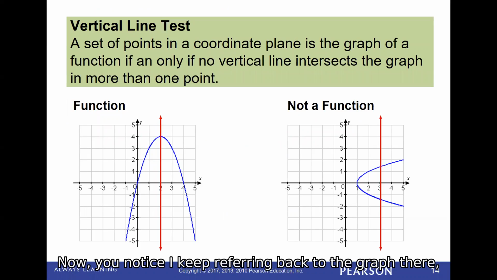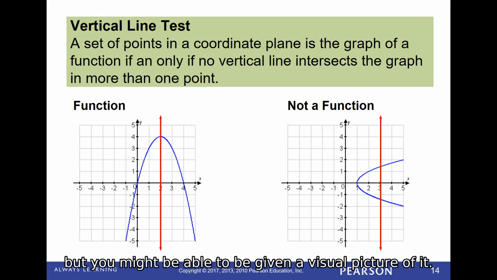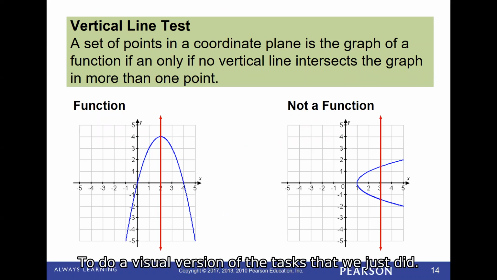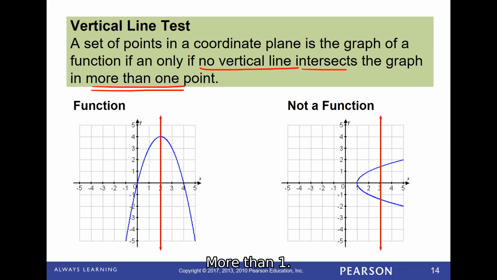Now, you notice I kept referring back to the graph there. And there are some things that you can't put in the graphing calculator, but you might be given a visual picture of it, and we want to determine if it is a function or not. And to do a visual version of the test that we just did, it's called the vertical line test. Now, a set of points in a coordinate plane is the graph of a function if and only if no vertical line, again, there's that beautiful keyword there, so I'm going to point that out, no vertical line intersects the graph more than 1 point. Now, more than 1 point means it has to hit twice or more.